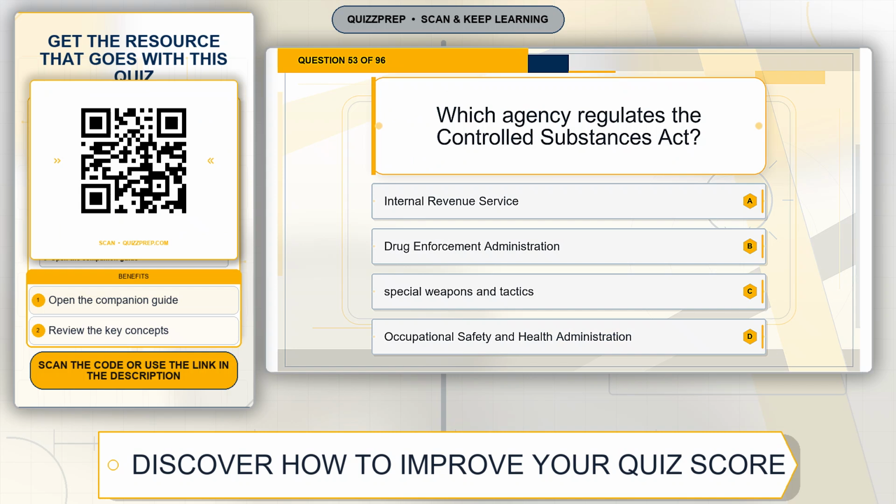Question 53. Which agency regulates the Controlled Substances Act? Option A, Internal Revenue Service. Option B, Drug Enforcement Administration. Option C.